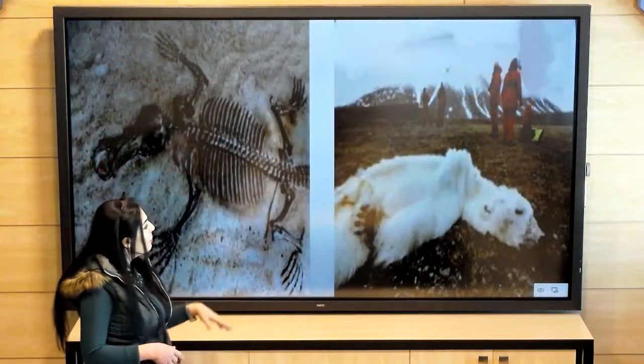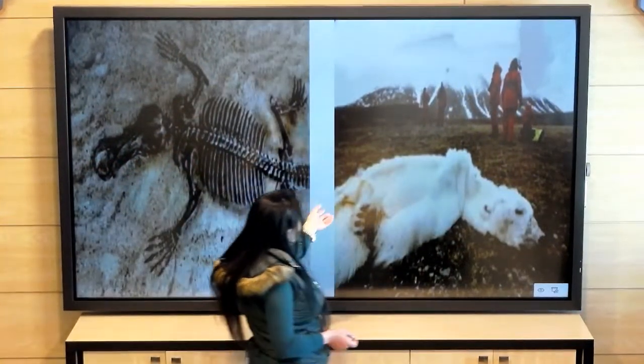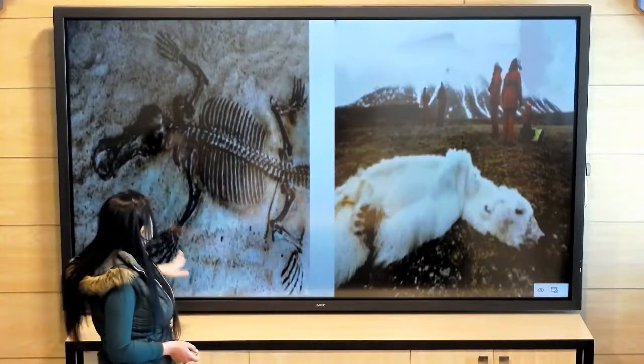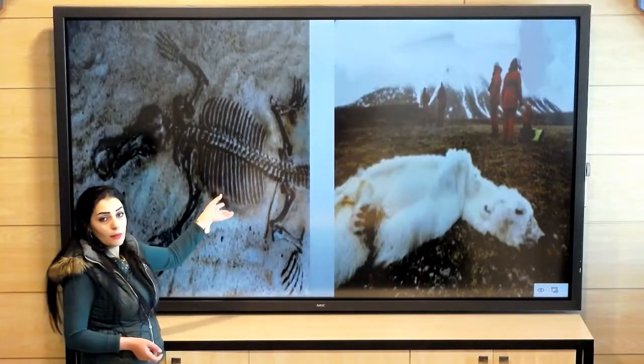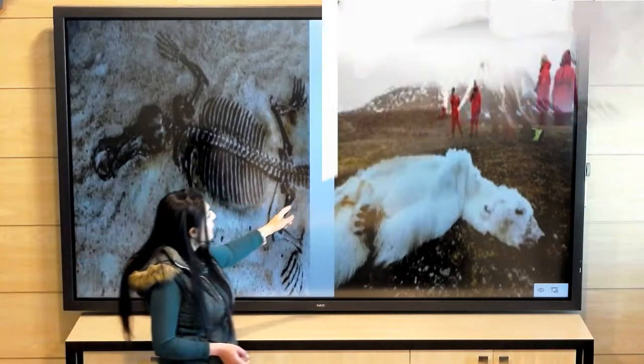And here we have a photo of animal extinction. So they lead to animal extinction, as we have here dead animals.